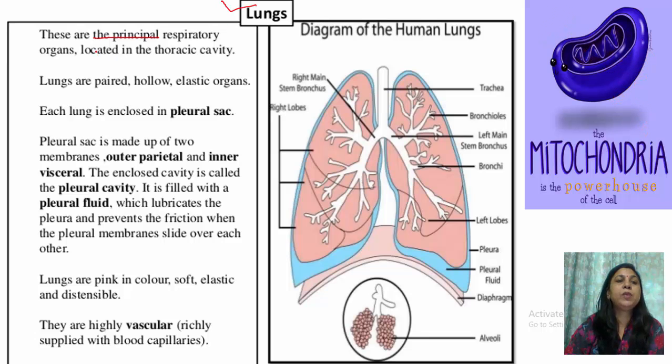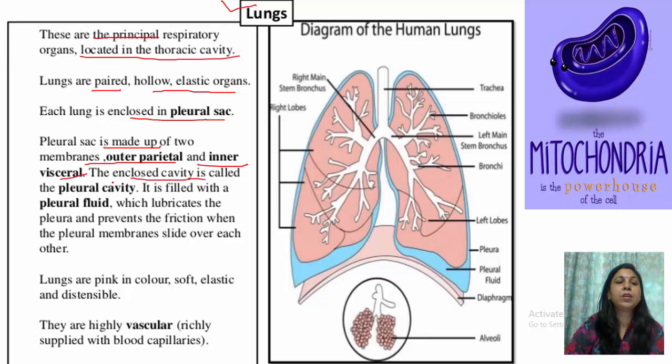These are the principal respiratory organs located in the thoracic cavity. Thoracic cavity means chest cavity. Lungs are paired, means two in number. They are hollow and elastic organs, that means they can stretch. Each lung is enclosed in a pleural sac. This pleural sac is made up of two membranes, outer parietal and inner visceral.